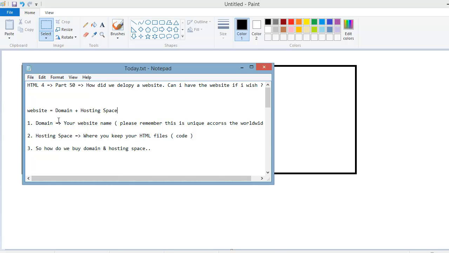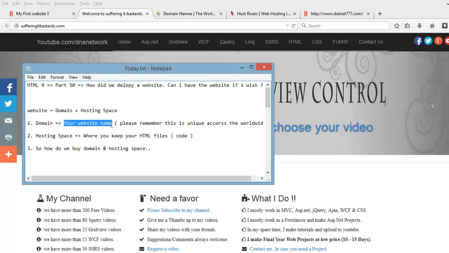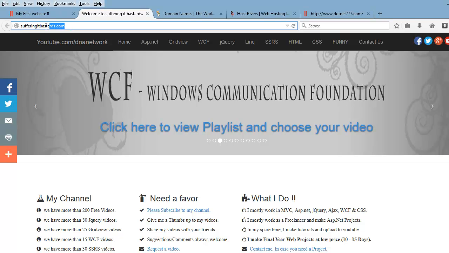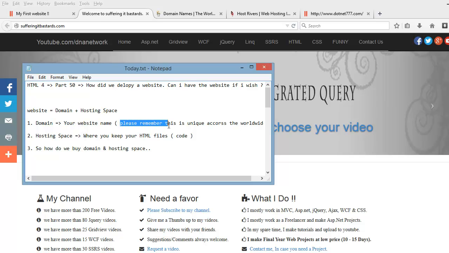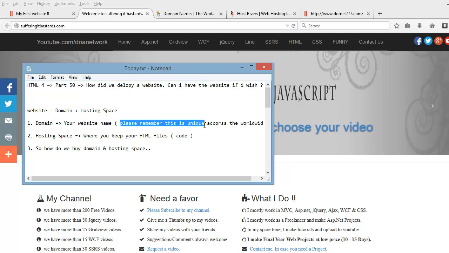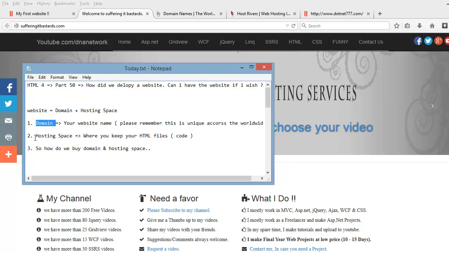When I say domain name, it means your website name. I'm looking at my website, and my website name is sufferingitbastard.com, and this is called a domain name. So to keep it simple, the domain name is nothing but your website name. And please remember, when you buy a domain, your domain name needs to be unique across the world, and it needs to be something which can be easily remembered by everyone. So that's domain. Next is the hosting space.